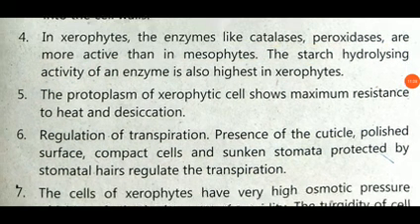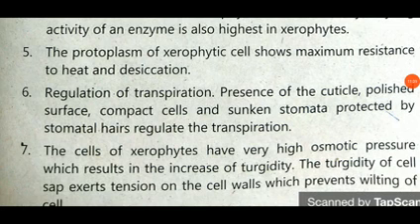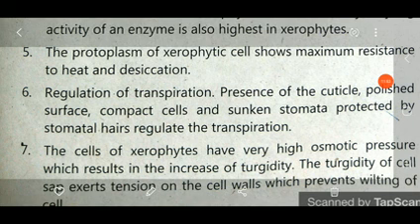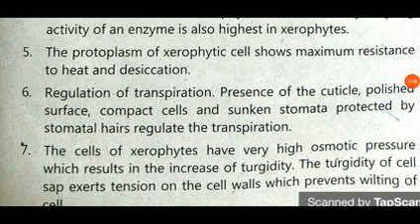Then the protoplasm of xerophytic cells shows maximum resistance to heat and desiccation, because the intensity of sunlight in xeric regions is very high. Therefore, heat injury or desiccation of the cell can take place. But osmotic regulants are present inside the cells, that is betaines, glycine and proline. These amino acids are important for resistance to heat and desiccation.